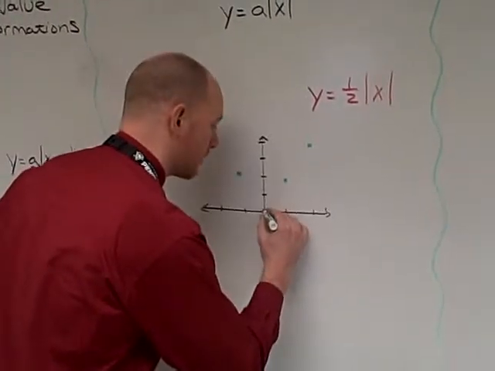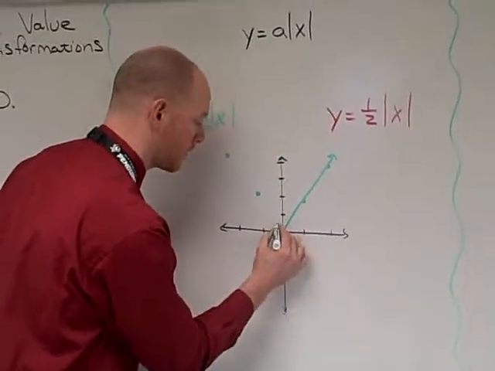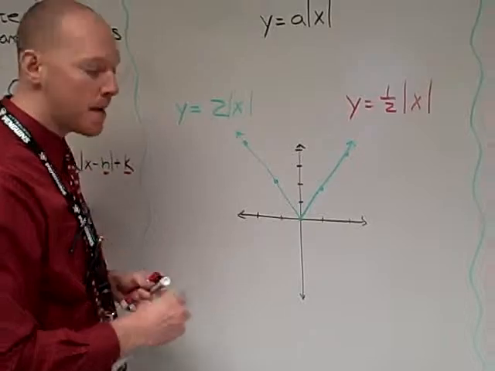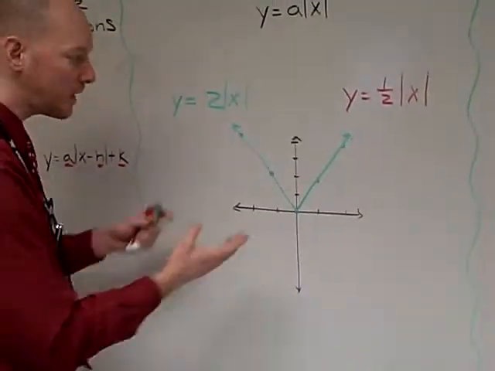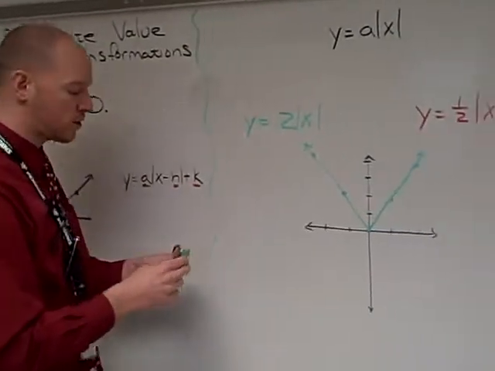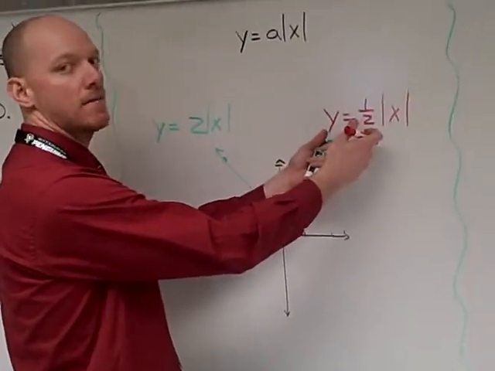So now, you see we still have the same shape, which is always going to be true. We're always going to have a V-shaped graph, but it's going to be slightly different. Now, you might not be able to tell the difference yet, but something should pop out now as I go ahead and show you what happens when we use an a value of 1/2.